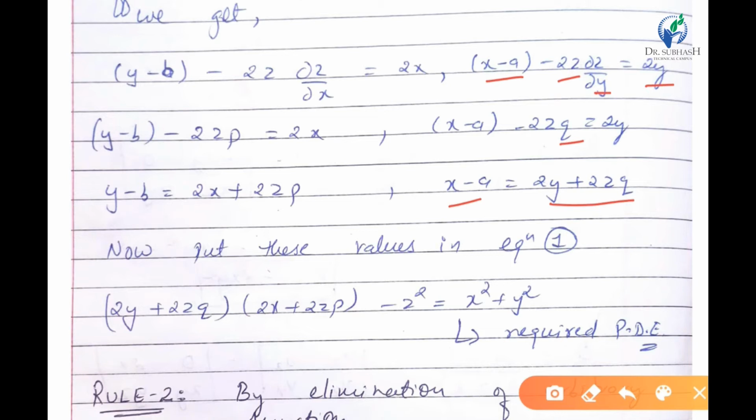Now we substitute both values, that is the value of x minus a and y minus b, in equation 1. So we get here 2y plus 2zq into 2x plus 2zp minus z square equal to x square plus y square. Now we can see here there are no more arbitrary constants. So this is a required partial differential equation of first order. This was rule 1, which we have done by elimination of arbitrary constant.